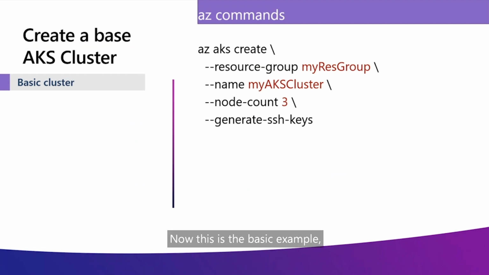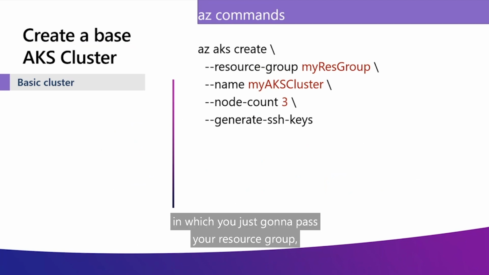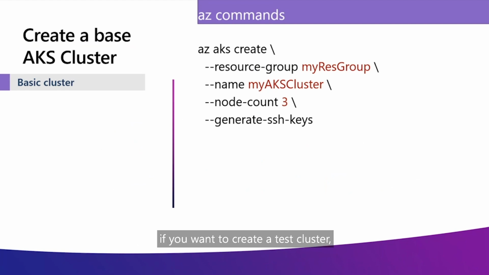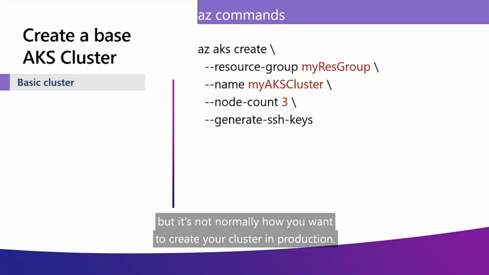Now, this is the basic example in which you're just gonna pass your resource group, the name, and the number of nodes you want, and that's it. But this is, as I mentioned before, a good example if you wanna create a test cluster, but it's not normally how you want to create your cluster in production.